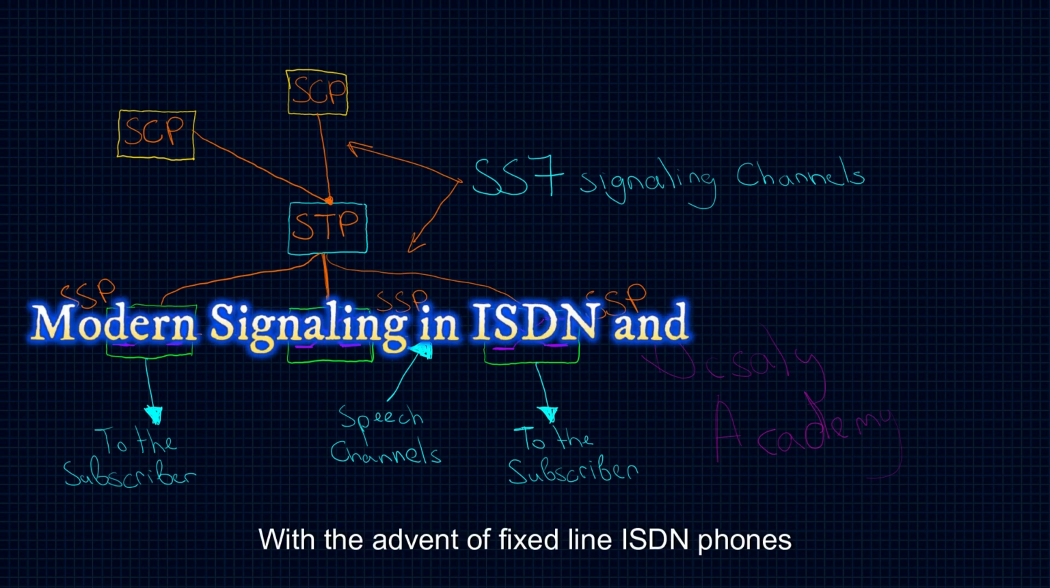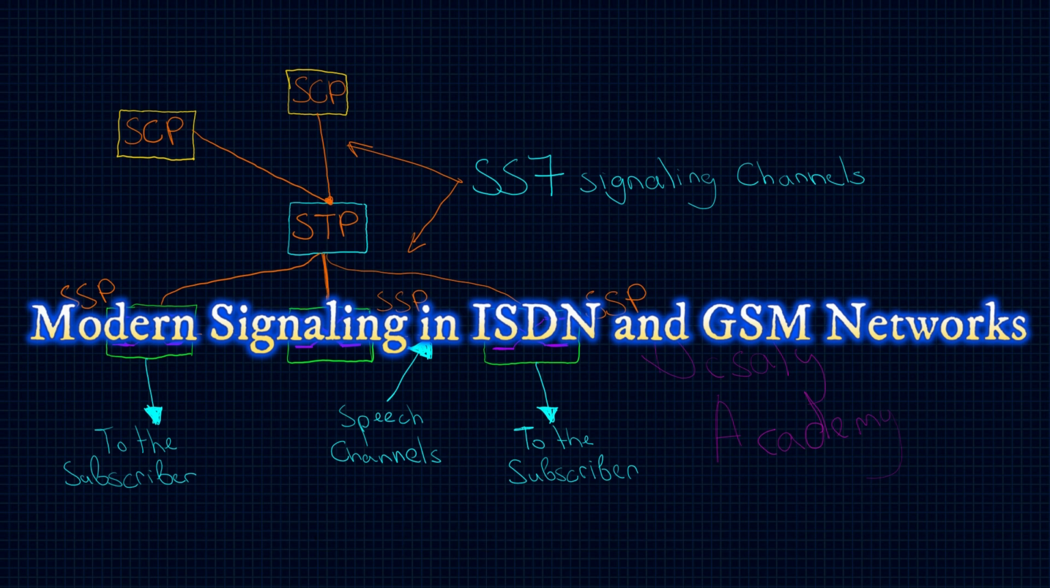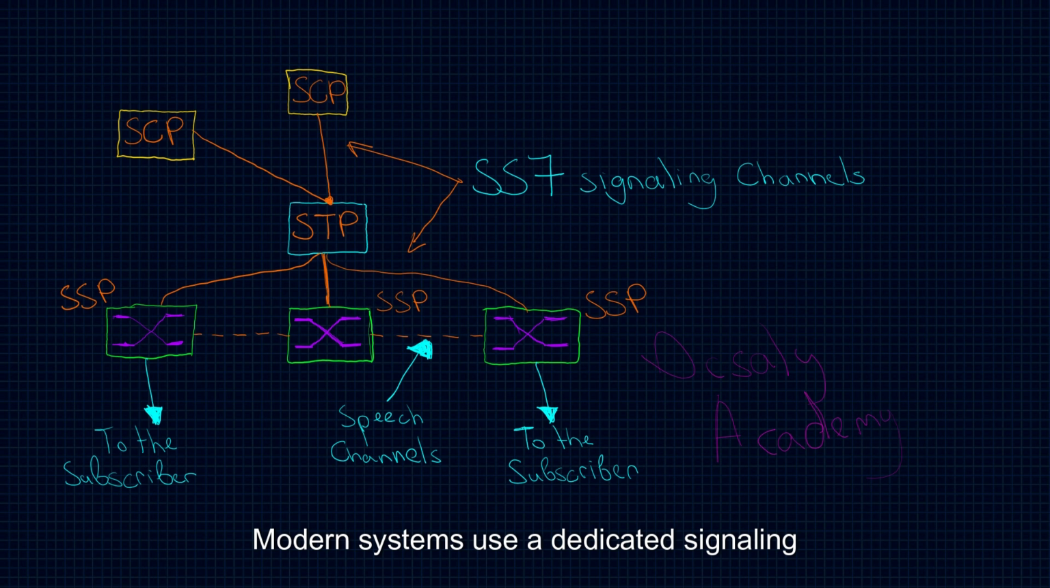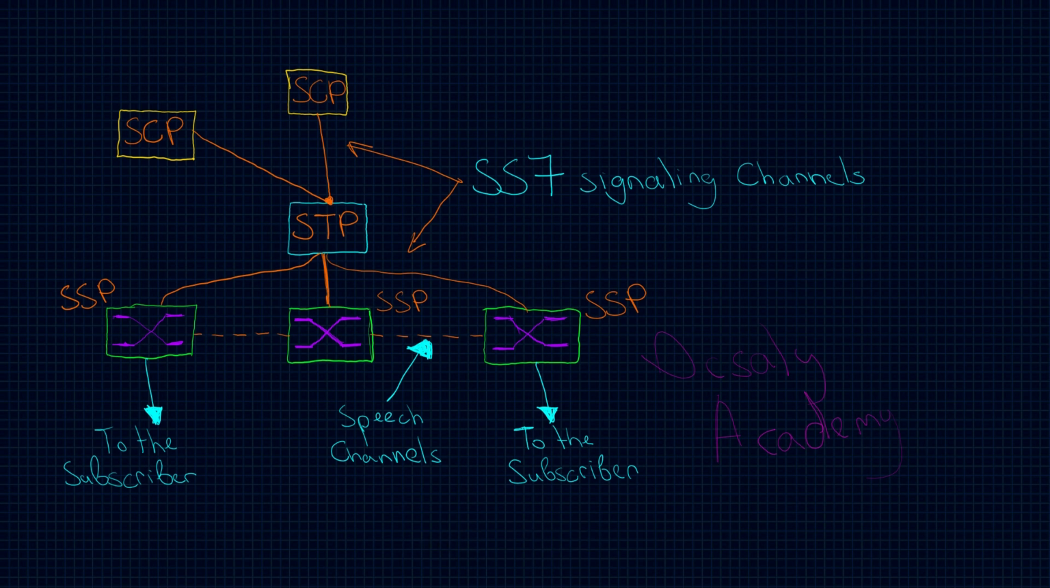With the advent of fixed line ISDN phones and GSM mobile phones, signaling evolved significantly. So instead of relying on the same physical channel for both signaling and voice, modern systems use a dedicated signaling channel for exchanging control information. For example, information such as the destination phone number and call setup parameters are sent as digital messages through this dedicated channel, enabling faster and more efficient communication.